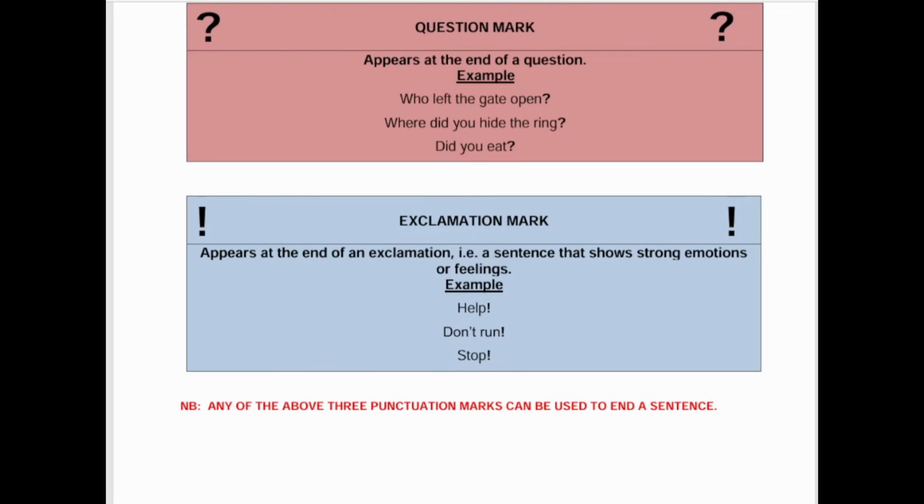Then, NB: any of the above three punctuation marks can be used to end a sentence. So be it a full stop, be it a question mark, be it an exclamation mark, they are being used to end a sentence.